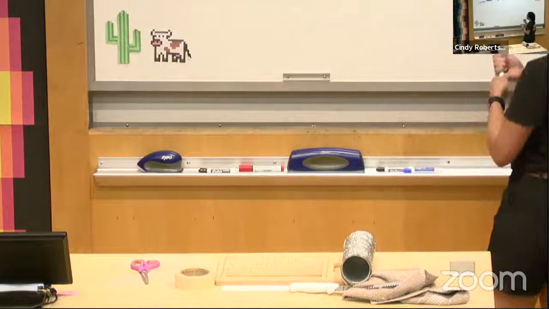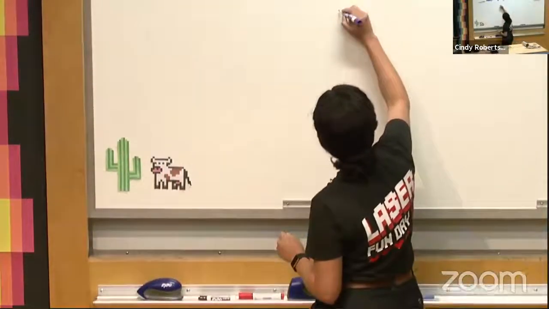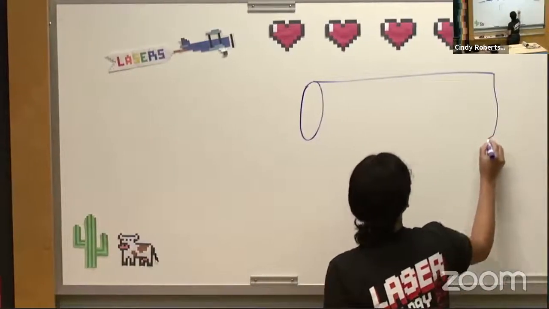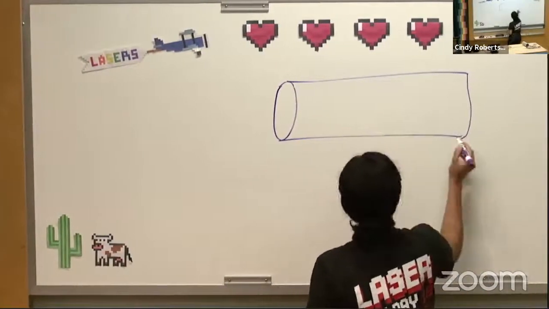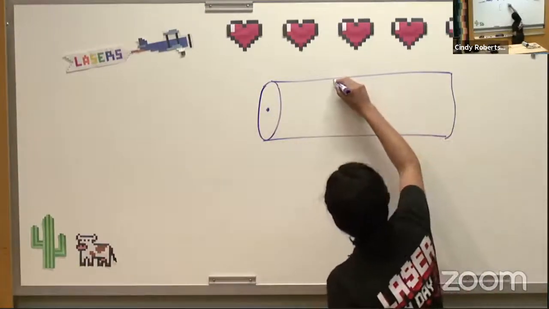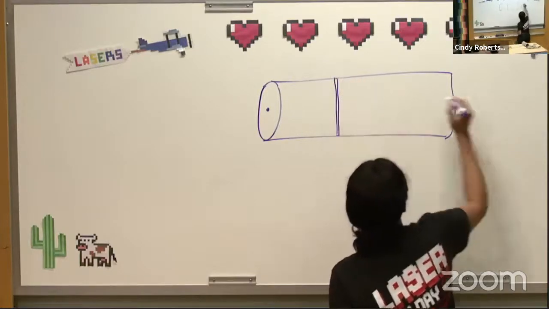So let's draw our pinhole camera, which is this Pringles can. And then here's the hole. And here is our screen. And then here is your eye.